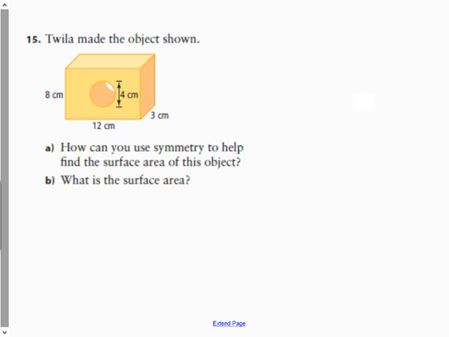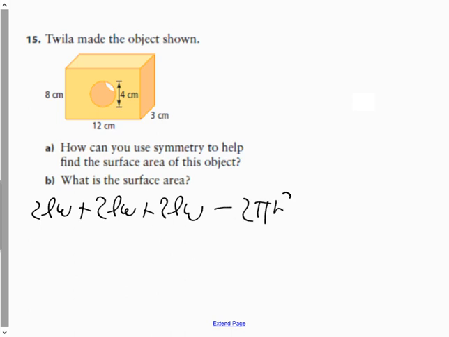Okay. Question 15 is your, actually we did a warm-up just like this yesterday, didn't we? Okay. So how can you use symmetry to help justify your answer for the surface area of the object? If we think about 2LW plus 2LW plus 2LW as the surface area for a full rectangular prism, from that we're going to take away two circles, because there's a circle missing here and there's a circle missing on the other side. But we're going to add all of this internal cylinder side that's now part of the surface area, which we're going to use pi dh.